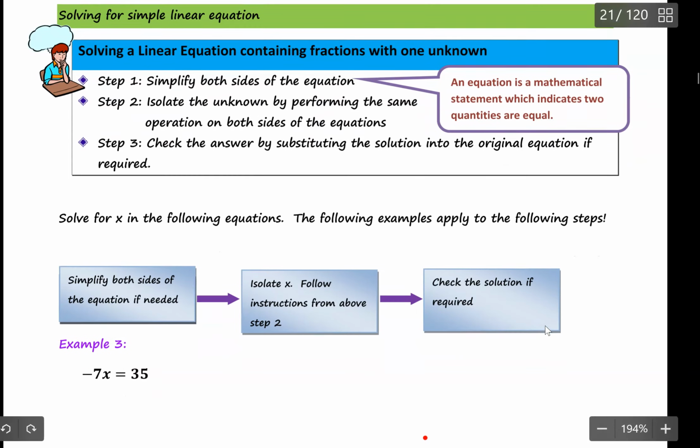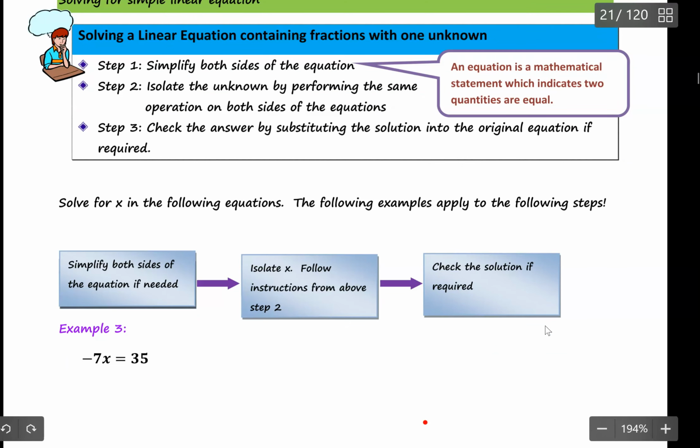So let's start with the example. Okay, so first of all, I need to simplify both sides of the equation. So here's the steps. Step 1, simplify both sides of the equation. But in example number 3, I don't need to simplify. Simplify means that you look for like terms, or if you have to perform the distributive rule, then you have to simplify them first. Alright. After that, you can isolate the unknown by performing the same operation on both sides of the equation.